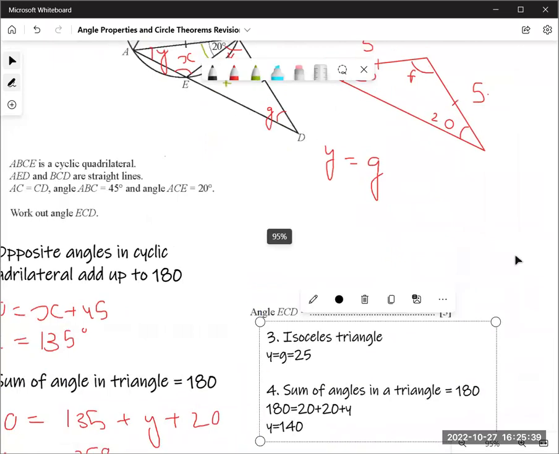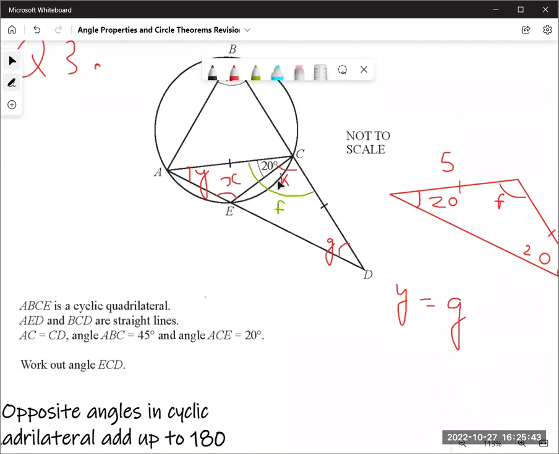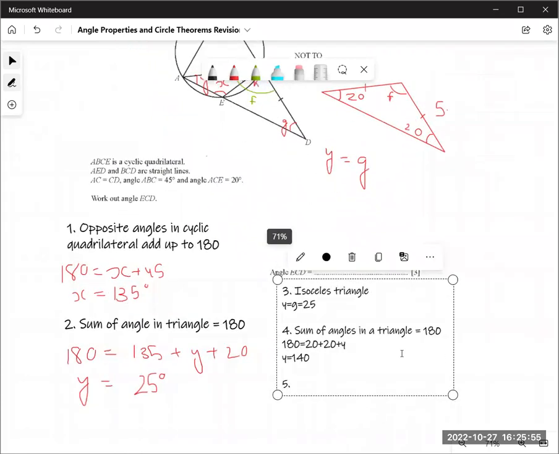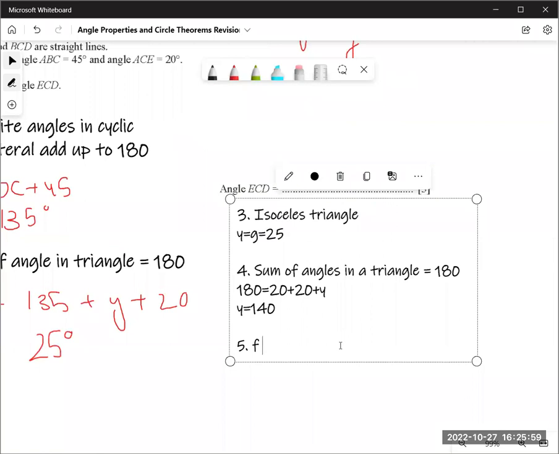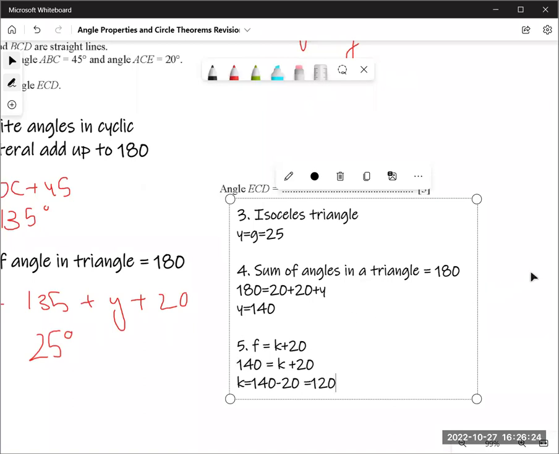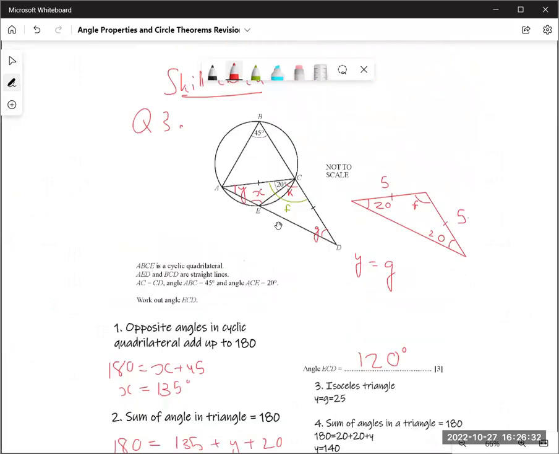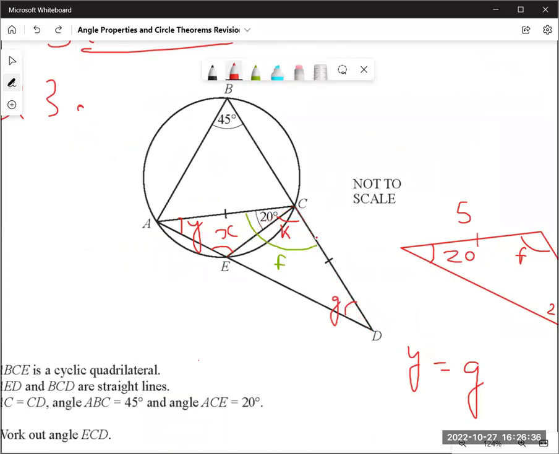Done. Now the last step. If I know K and 20, these must be equal to F. Can I find K now, Najla? Yeah. How do I find K? Subtract 20. So 140 is equal to K plus 20. Therefore K is equal to 140 minus 20, which is 120. So our final answer is 120, because they're asking us to find this angle ECD, K. Any questions?